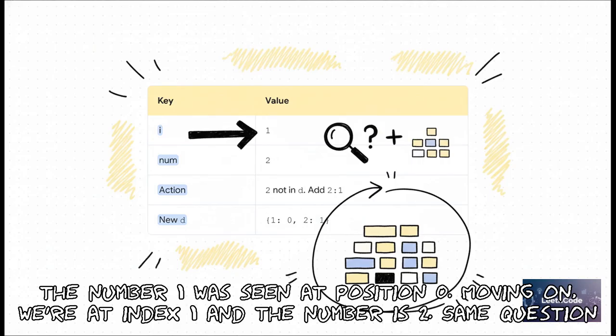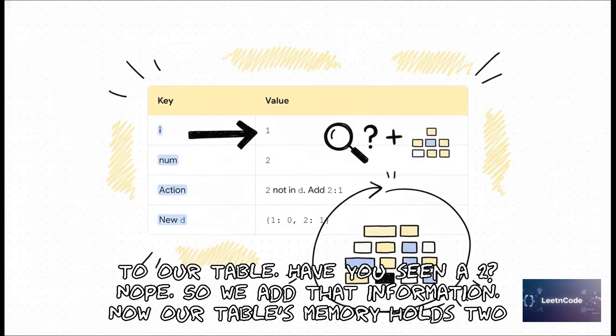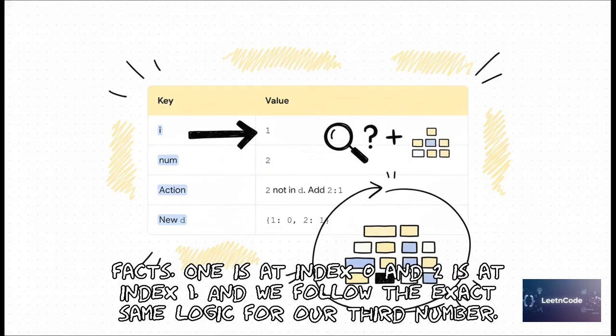Moving on. We're at index 1, and the number is 2. Same question to our table. Have you seen a 2? Nope. So we add that information. Now our table's memory holds two facts. 1 is at index 0, and 2 is at index 1.